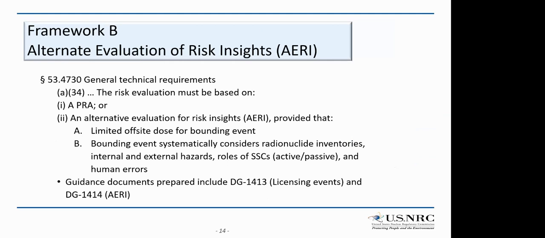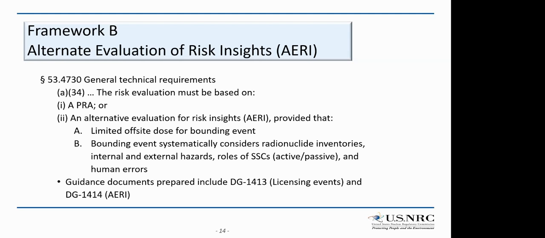Then one other item in Framework B, we received feedback that there may be approaches to risk informing the requirements that would not require a PRA. So within Framework B, there is a provision that says a risk evaluation needs to be done. It can be done using a PRA, or it can be done using an alternative evaluation for risk insights that really looks at a bounding event type approach.